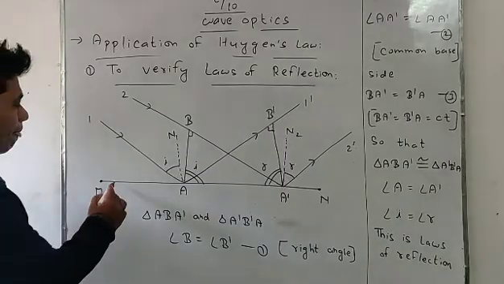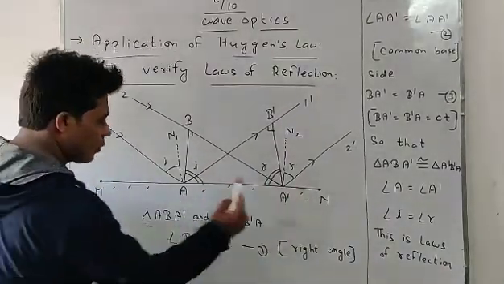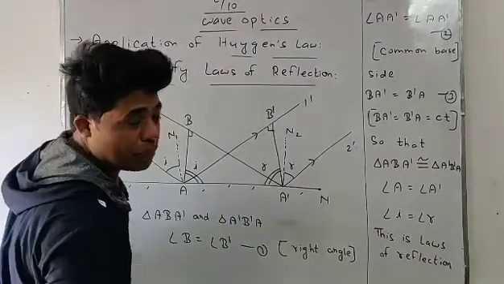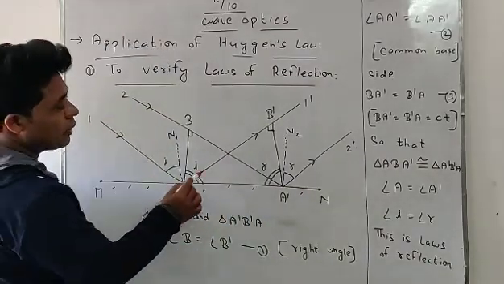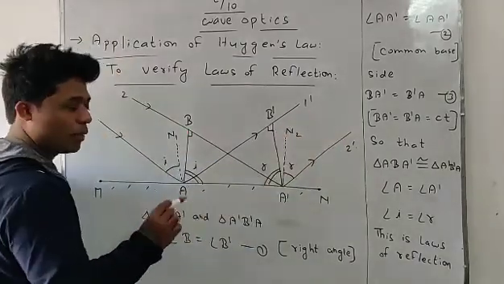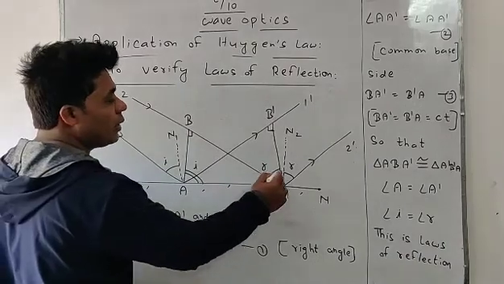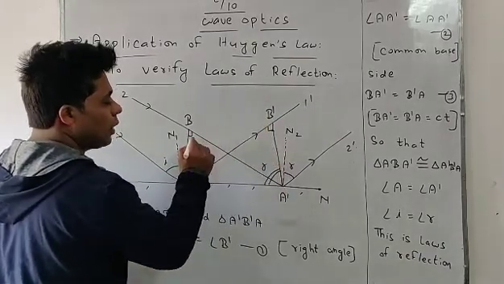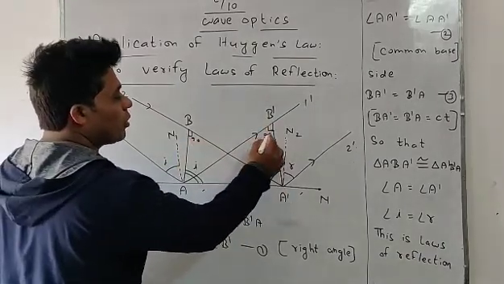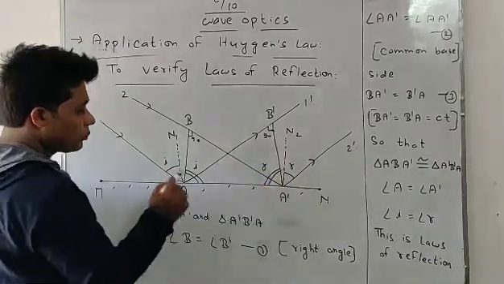So let MN be a reflecting surface. A ray is incident, it gets reflected. Another ray is incident, it gets reflected. I draw two perpendiculars, AB and A'B'. I draw perpendiculars on the wavefront. N1 is a normal, N2 is a normal.